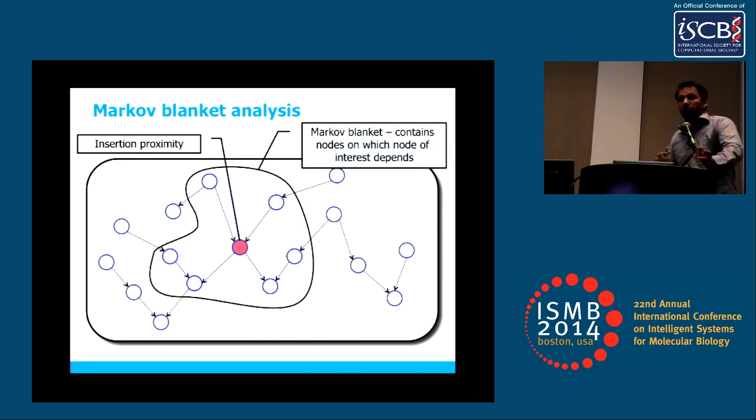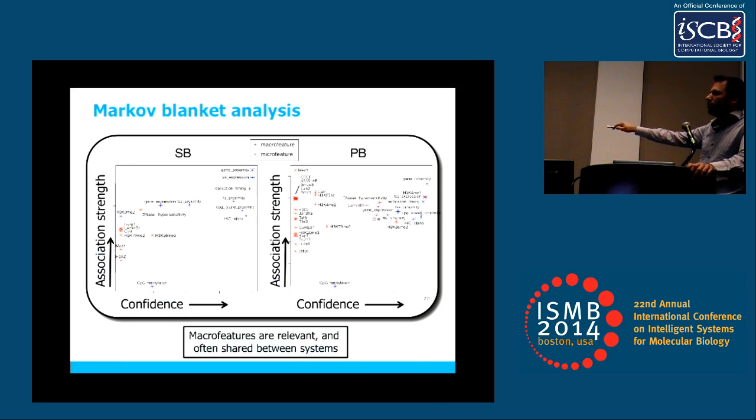Now we can do that for many bootstraps of the data and train many of these Bayesian networks, and that allows us to estimate a confidence. It's the number of times that we observe a feature in the Markov blanket across all the bootstraps that we did. And we can also measure the association strength with it, which is the average conditional mutual information across all the bootstraps. What we see here in blue are the macro features.